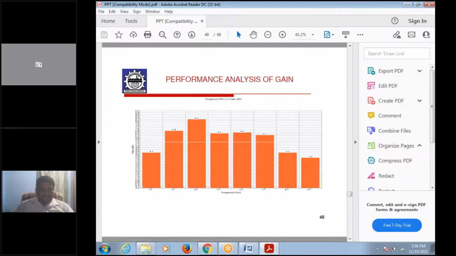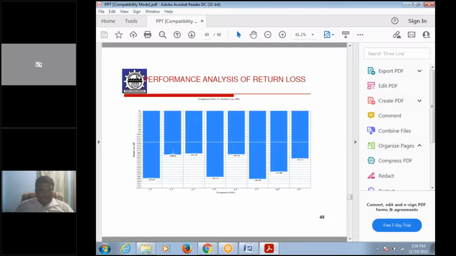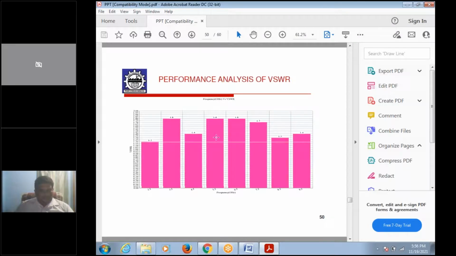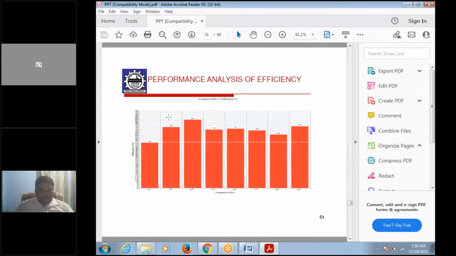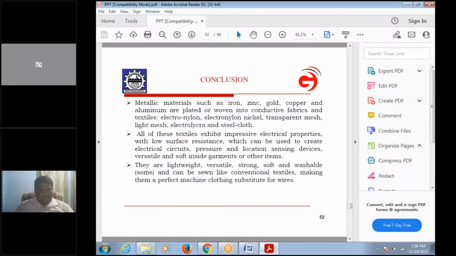This is my performance analysis of the gain parameters. Normally, instead of 2.5, frequencies 4.2, 6.8, 8.2, 6.5, 6. Some delay from diode operations also. Then the return losses also. The return losses are calculated in decibels here. Minus, VSWR is calculated also. The efficiency also performs analysis.